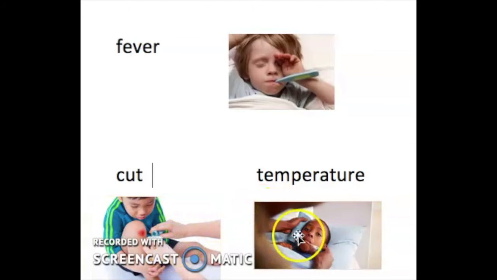Great. And now over here we have the word temperature. Does the word cut mean almost the same thing as fever? Or does the word temperature mean almost the same thing as fever? What do you think? Use the pictures to help you. That's right. Temperature and fever are synonyms. Some people might use the word temperature to say that you have a fever. A fever is a temperature that is elevated, which means that it is higher than it should be. But some people take out the word elevated and just say that you have a temperature. Great work.